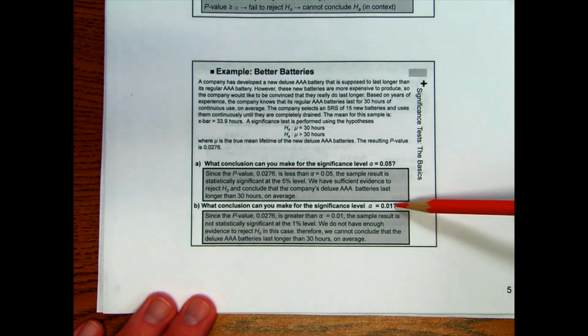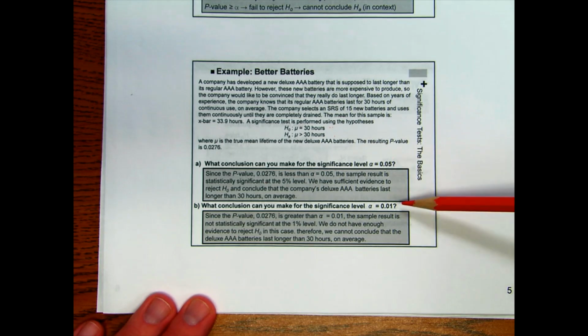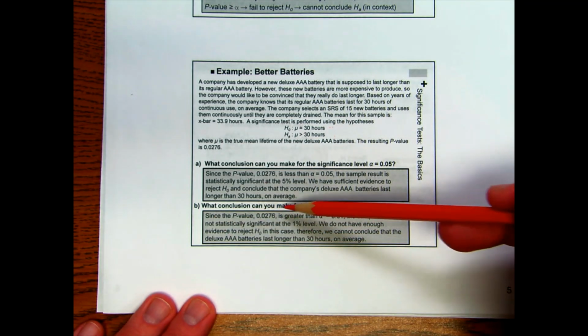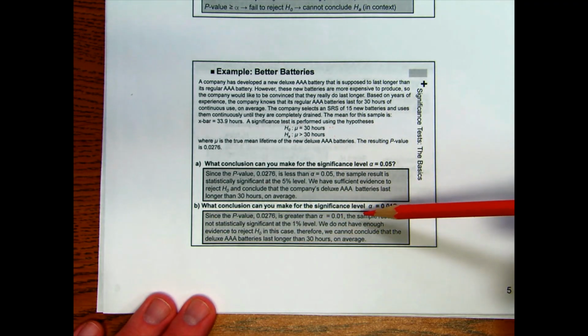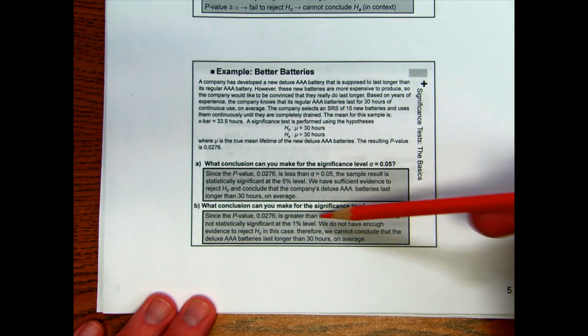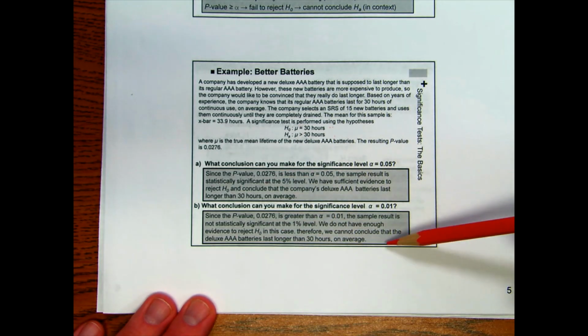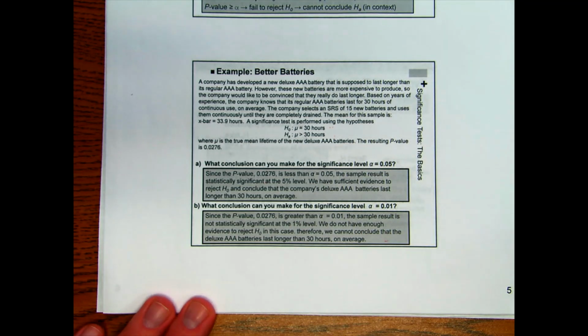What if our alpha level was 0.01 instead of 0.05? Now, since the p-value 0.0276 is greater than the alpha level, the sample result is not statistically significant at the 1% level. We do not have enough evidence to reject the HO. In this case, therefore, we cannot conclude that the deluxe AAA batteries last longer than 30 hours on average.